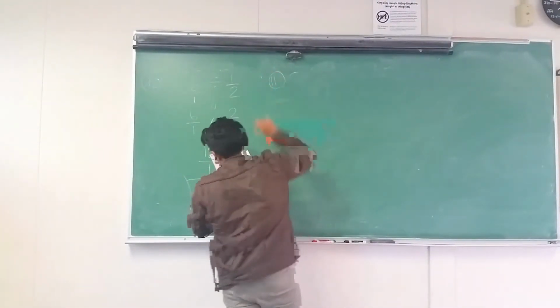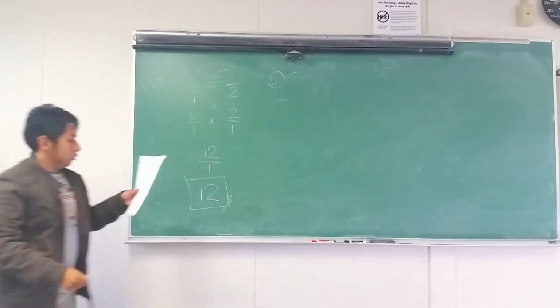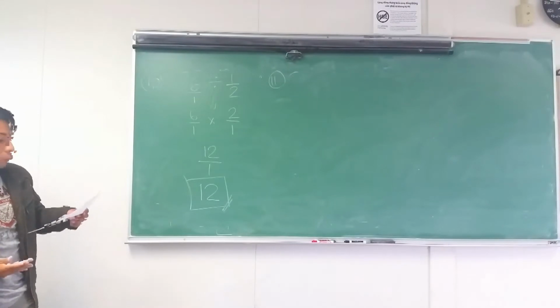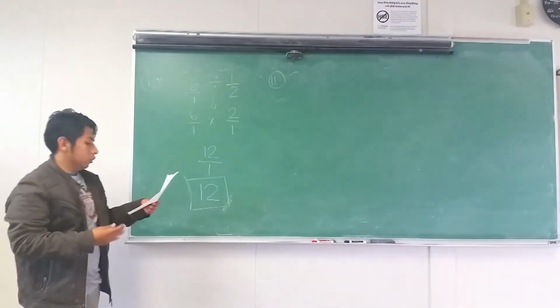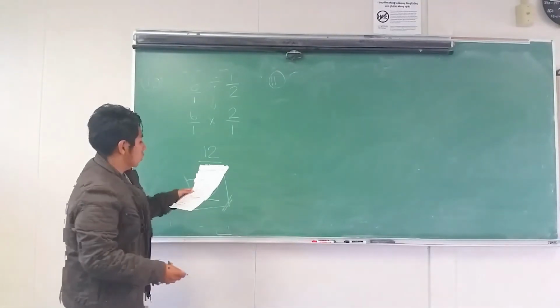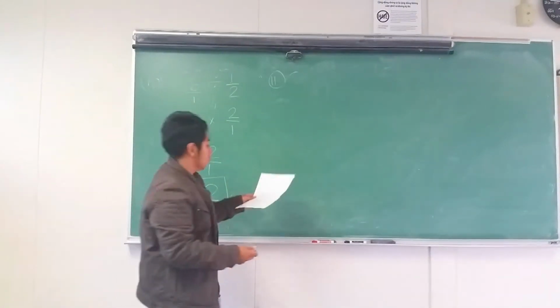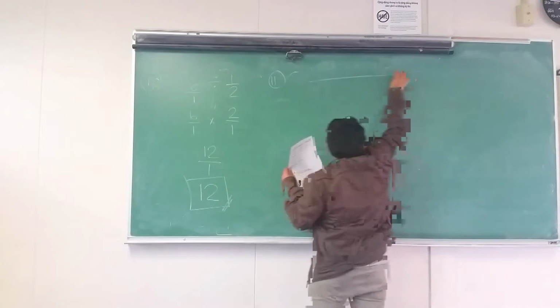Problem 11 is a word problem. They tell you a 25-foot ribbon is cut into 10 equal pieces. How long is each piece? Well, what are we trying to do there? We're trying to divide. I'm going to graph it.